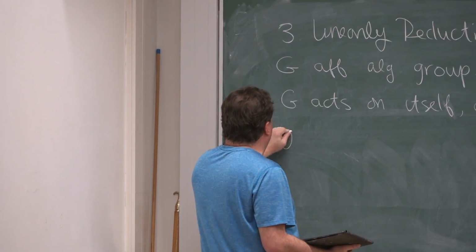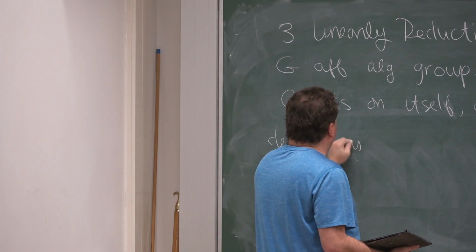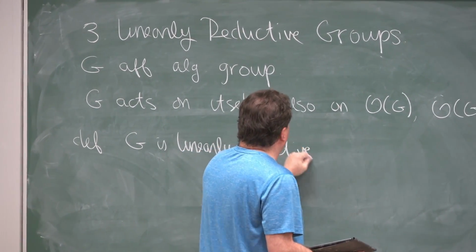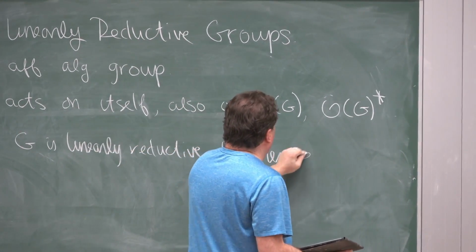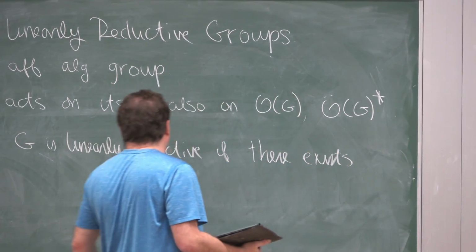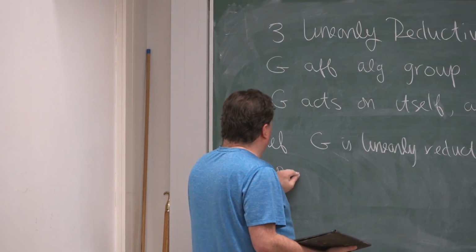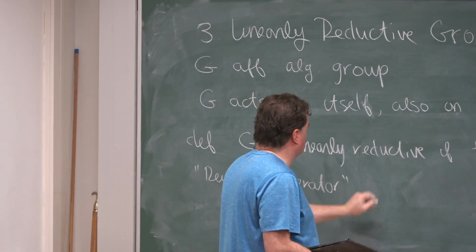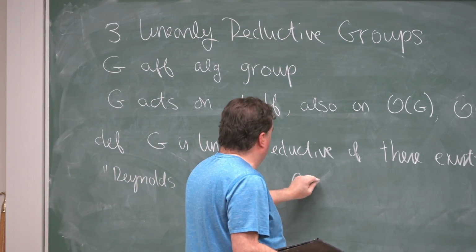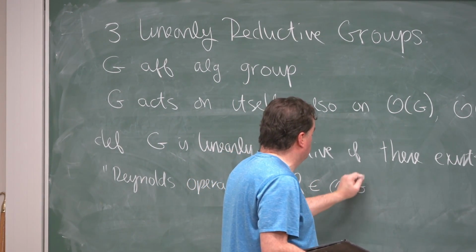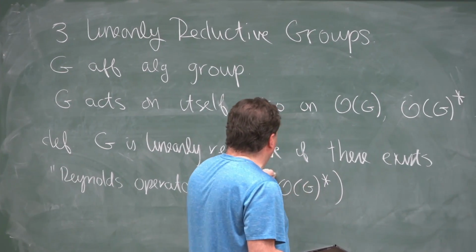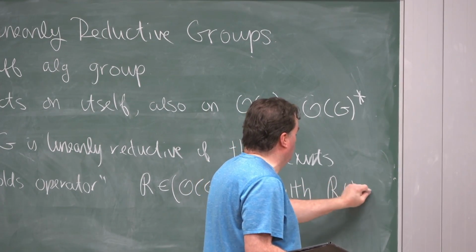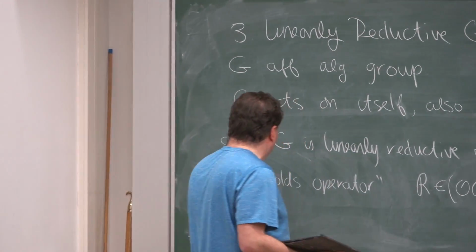So here's a definition that I'm going to use. G is linearly reductive if there exists a so-called Reynolds operator R, which lies basically in this dual space, and is G-invariant, and normalized such that R(1) is equal to 1.